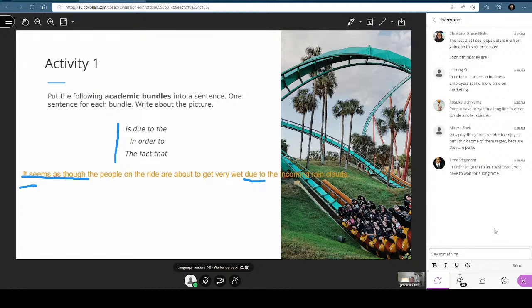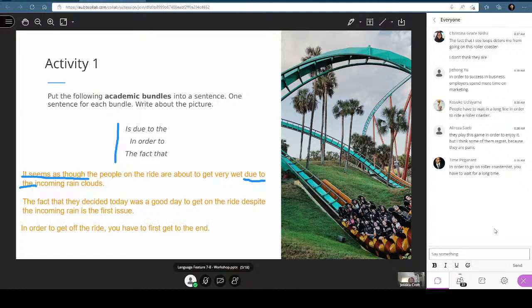What I'll do is that. I also have the fact that. And one more. I also went for a similar thing for in order to, but mine's a bit more grim, I think.